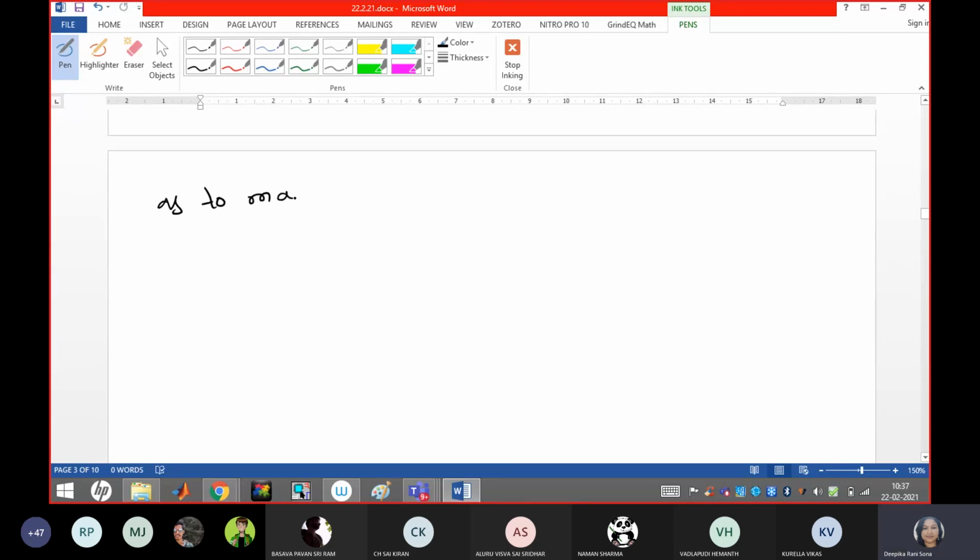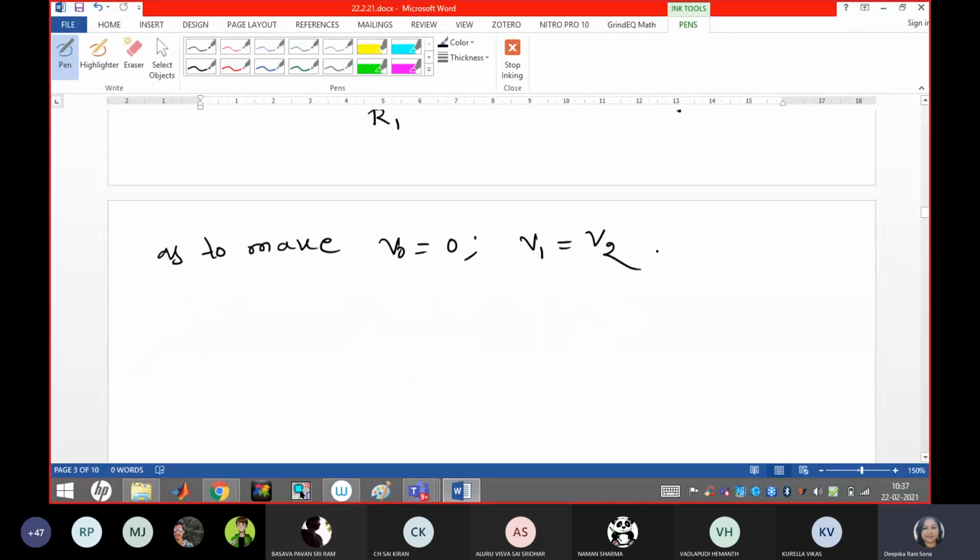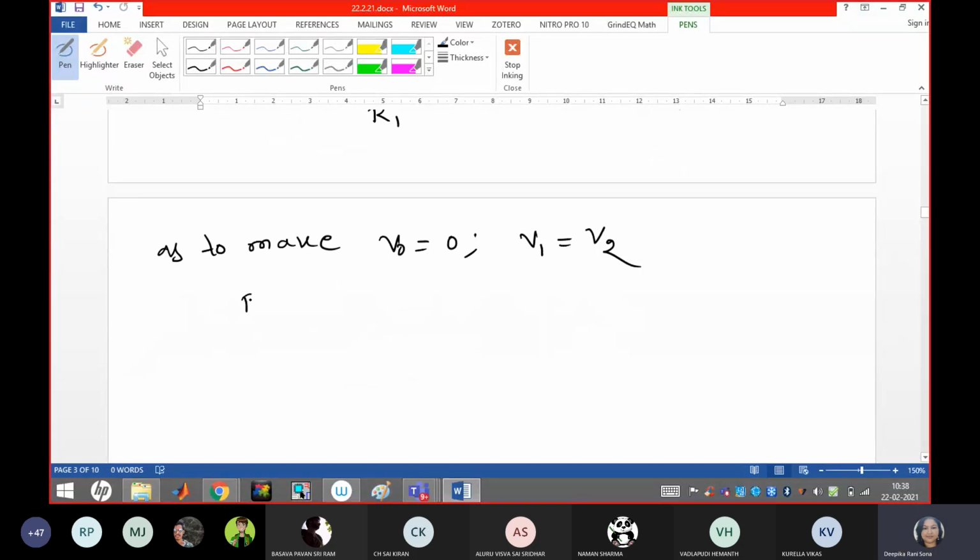So, to make V0 zero, what do we have to do? We have to consider V1 equal to V2. That assumption we have taken. So, in the previous equation, as I have written, I1 equal to V1 by R1 and I2 equal to V2 by RF. The same equation can be written as I2 equal to V1 by RF.